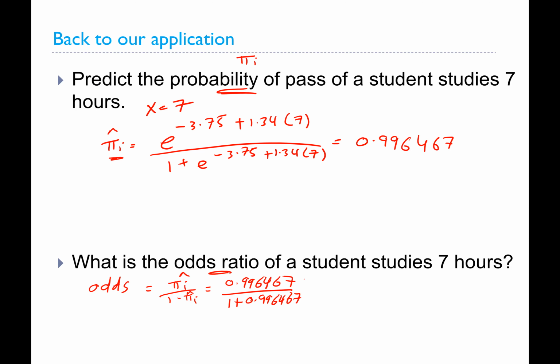This one equals e to the power negative 3.75 plus 1.34 times 7. It is the same thing. This one gave me 282.02. What does it mean? It means if someone studied 7 hours, the probability of success is 282 times the probability of failing the exam. So almost sure you will pass the course.